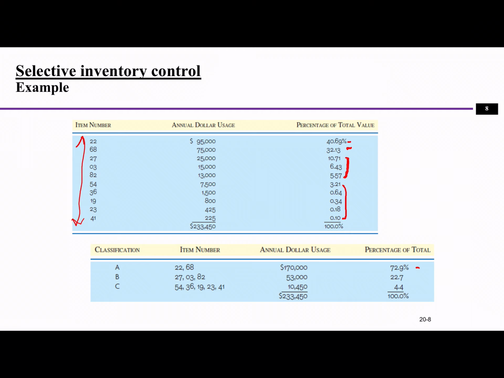So in this case, you can start to make some policies or decisions based on which are the important parts that you need to pay more attention to in their inventory control, so as to avoid any potential issues.